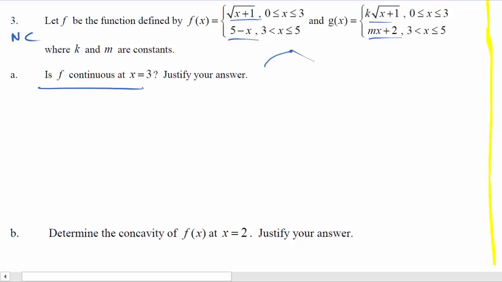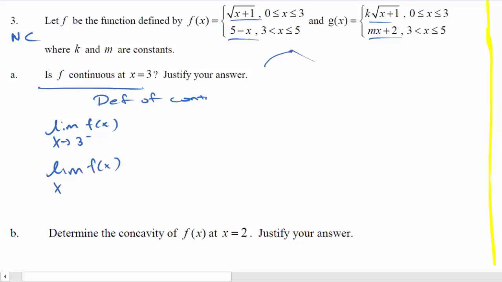Is f continuous at x equals 3? Justify your answer. This always goes back to the definition of continuity. And it's really easy as long as you remember, I care about 3 things. I care about the limit of f of x as x approaches 3 from the left. I care about the limit of f of x as x approaches 3 from the right. And I actually care about f of 3 itself.